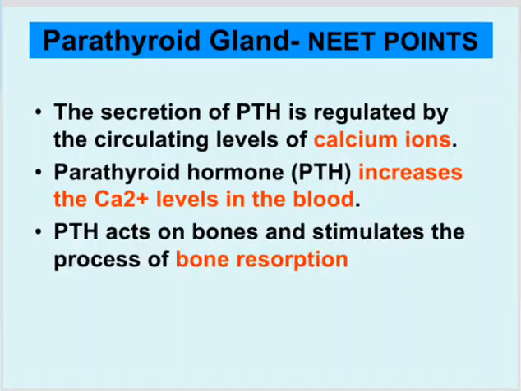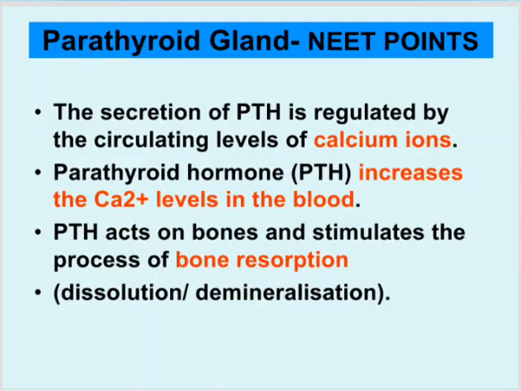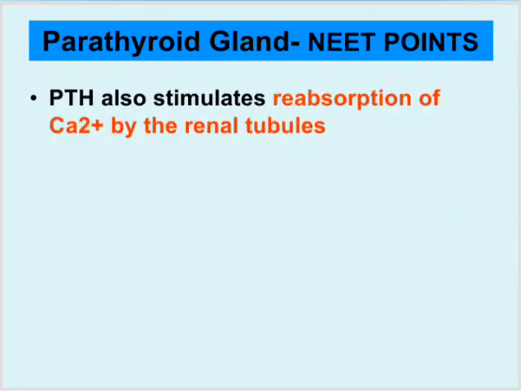The PTH acts on bones and stimulates the process of bone resorption. That means the parathyroid hormone acts on the bone, takes the calcium from the bone and deposits it in the blood so that the blood calcium level increases. This process is known as demineralization or dissolution. The PTH also stimulates the reabsorption of calcium ions by the renal tubules.